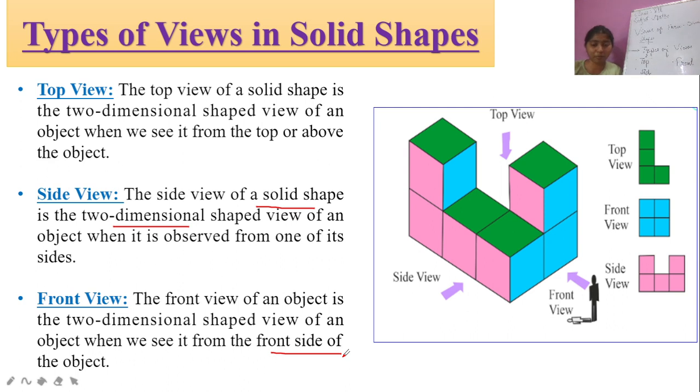Top view, side view and front. See, a person is there who is standing. So this is the face on which side of that person, that is the front view, this blue color. After that, this blue color also a front view, that's why we have 4 boxes.